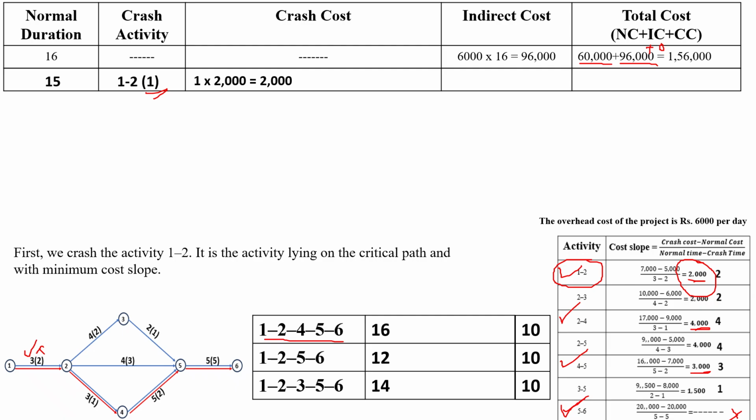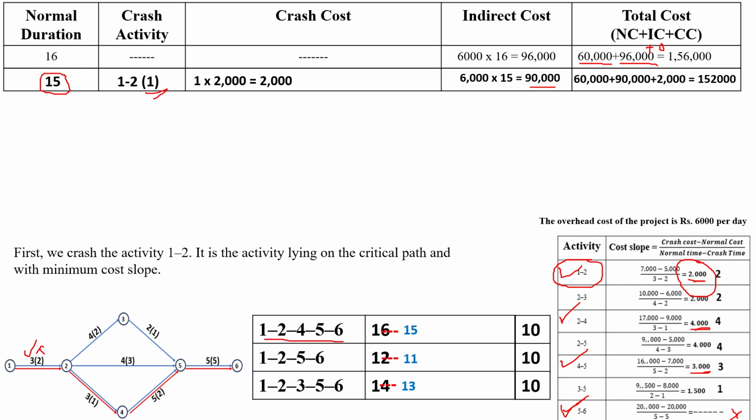Next is the indirect cost. Indirect cost is overhead cost into duration. Here the duration is 15 days only. Then indirect cost will become 6000 into 15, which is equal to 90,000. Then total cost is the normal cost, 60,000, plus indirect cost, 90,000, plus crashing cost, 2000. Total is 1,52,000.